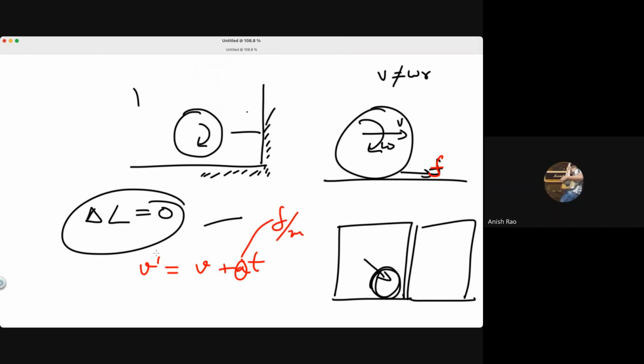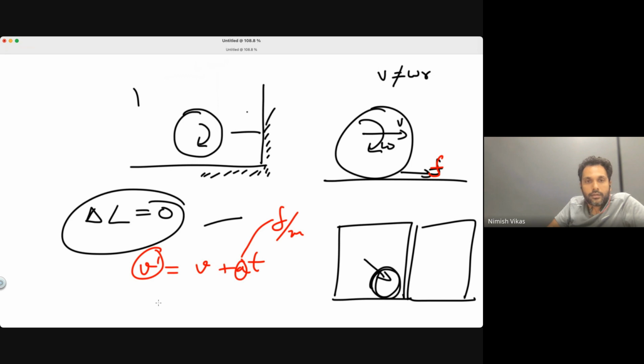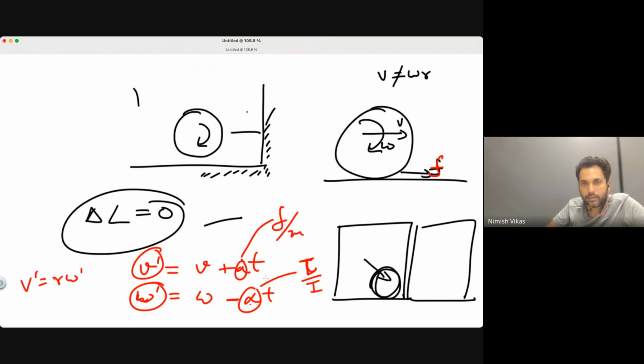And then you do your omega' is equal to omega, most probably, if I'm drawing like this, then minus alpha t. Alpha is how much? Alpha is torque by I. So when you do this and you equate your omega' and v', like v' is equal to r omega', you get your answer. Your t's and f's, whatever variables you have taken, will get cancelled. It will just vanish.